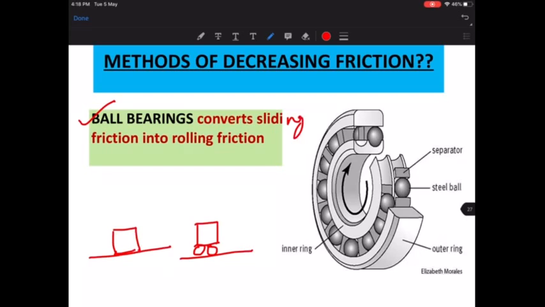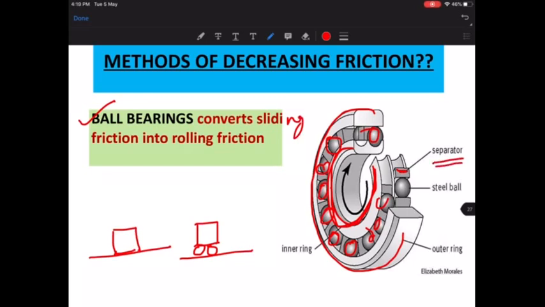Now understand the parts of the ball bearing. I'm sure all of you must have seen these ball bearings. This is the outer ring of the ball bearing, and you have an inner ring also. This is the inner ring of the ball bearing. And inside this, you have small metal balls. These are the metal balls which are separated by a metal block, and these metal blocks are called separators. So this is a separator.